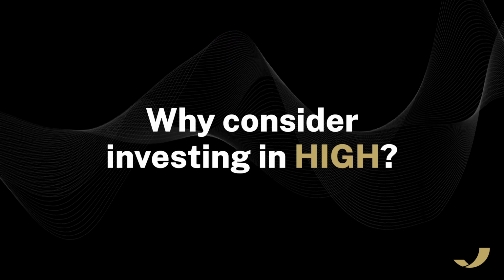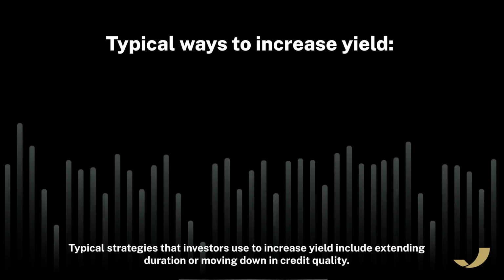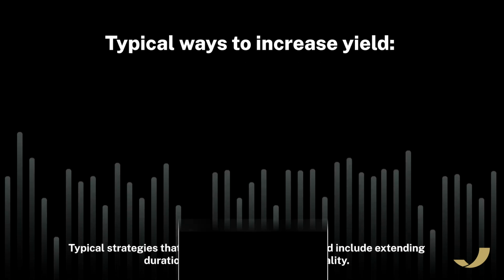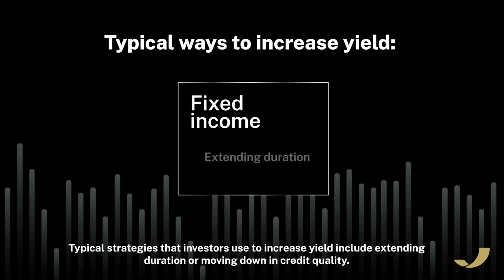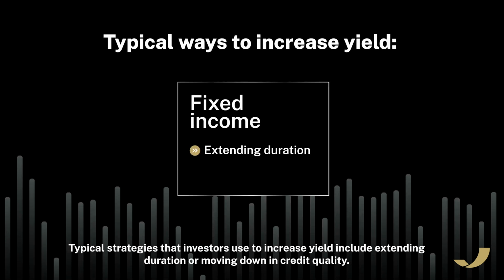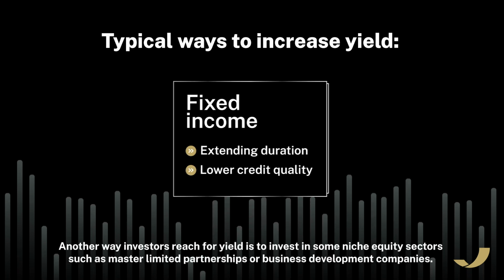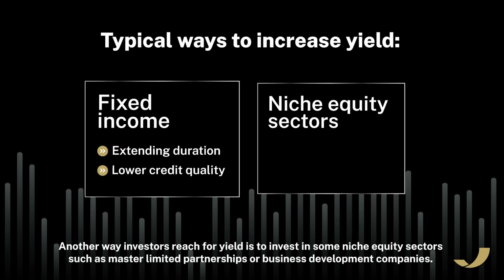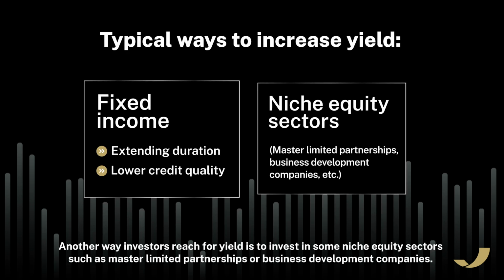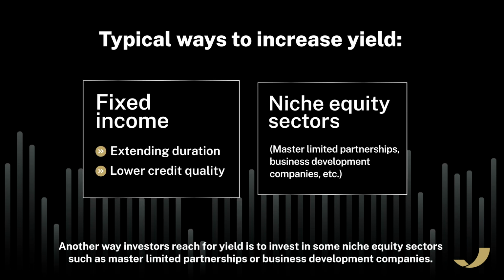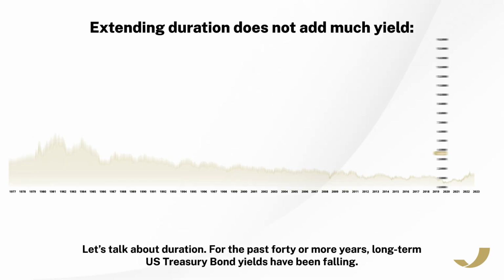Why consider investing in High? Typical strategies that investors use to increase yield include extending duration or moving down in credit quality. Another way investors reach for yield is to invest in some niche equity sectors such as master limited partnerships or business development companies. Let's talk about duration.